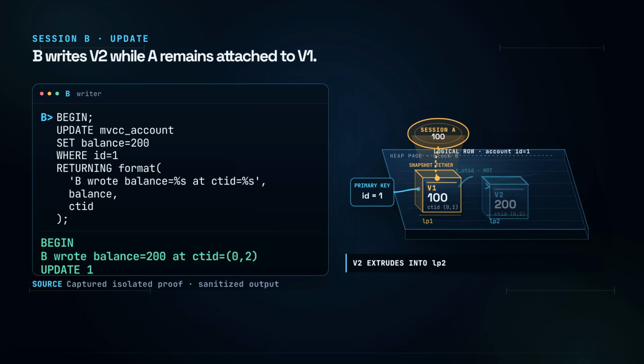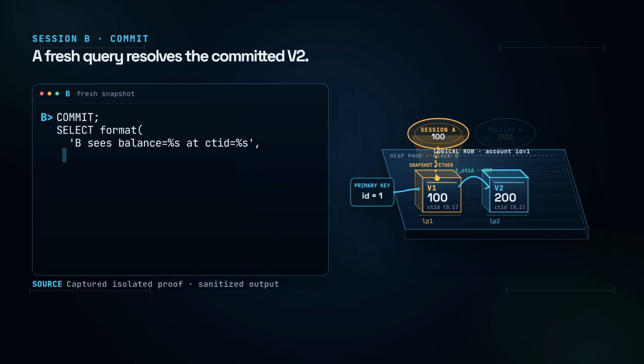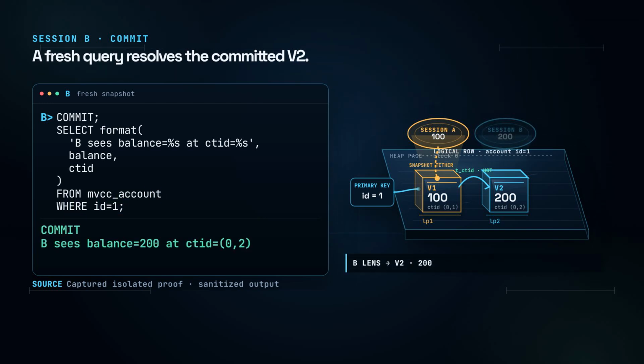Pageinspect is installed for a superuser-only look at the raw heap page. It is a debugging tool, not an application query pattern. Session A begins an explicitly labeled repeatable read transaction. Its first select returns. A sees balance 100 at ctid (0,1). That first select establishes A's snapshot.